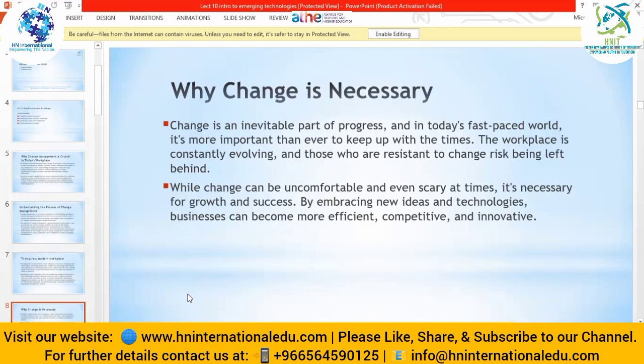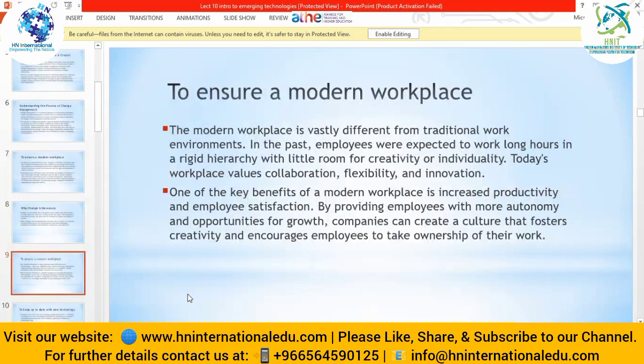But on the same page, people say that five fingers are not equal. So change is bad sometimes, but sometimes change is good, according to the business. When you plan everything, it can become more efficient, competitive, and innovative. The modern workplace is vastly different from traditional work environments. In the past, employees were expected to work long hours in a rigid hierarchy with little room for creativity and individuality. Today's workplace values collaboration, flexibility, and innovation.